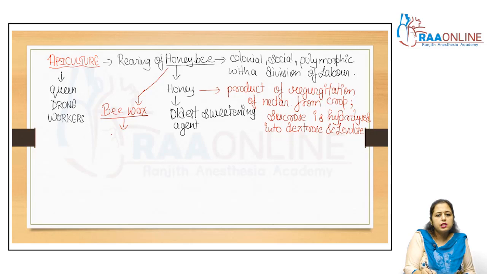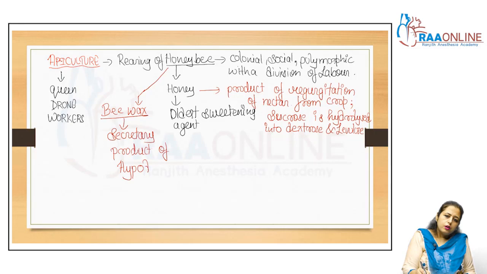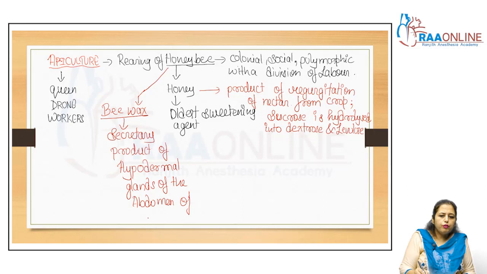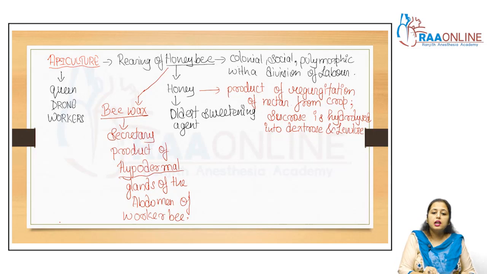That beeswax is the secretory product of hypodermal glands of the abdomen of the worker bee, right? This is a pre-medical question. Beeswax is secreted by the hypodermal glands of the worker bee, right?